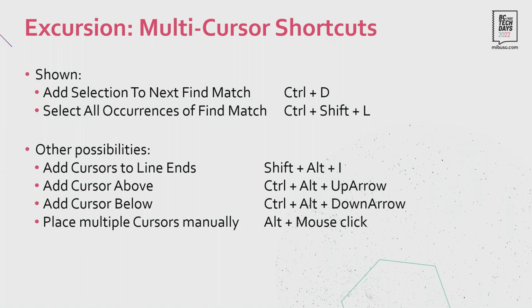Furthermore, I showed this one just on the fly. That was the add selection to next find match with Control D, or the select all occurrences of find match with Control Shift L. And there are further possibilities, but I won't show them at all. You can read it up.